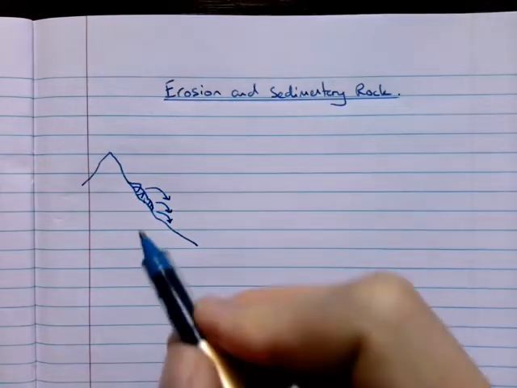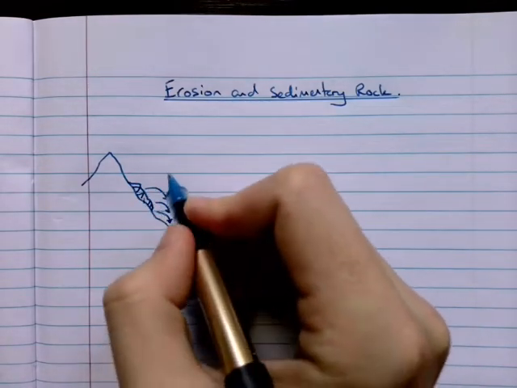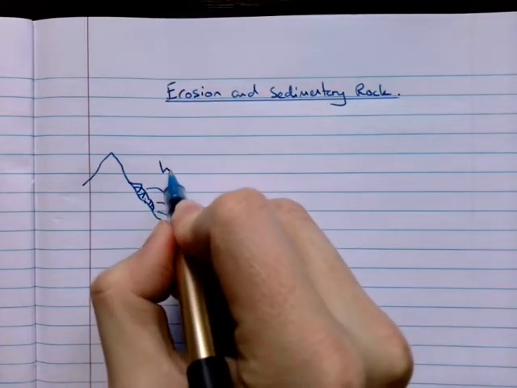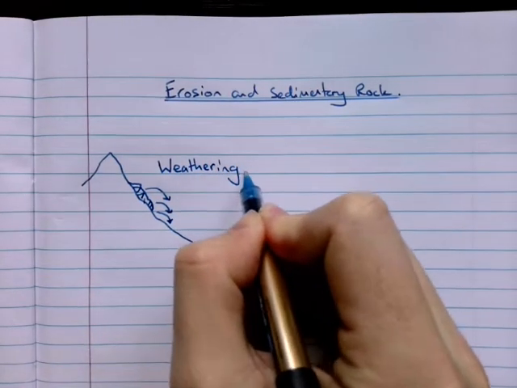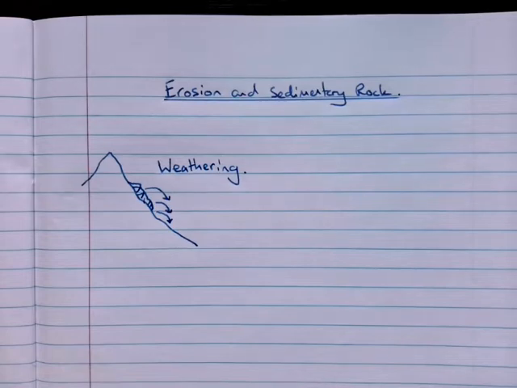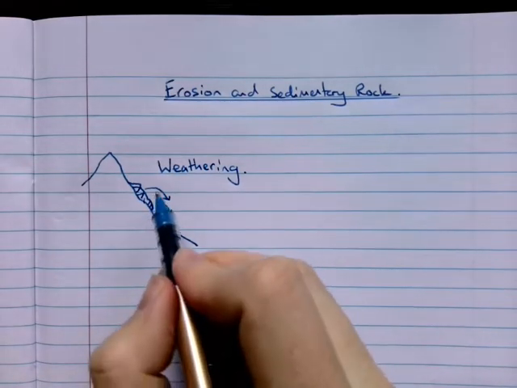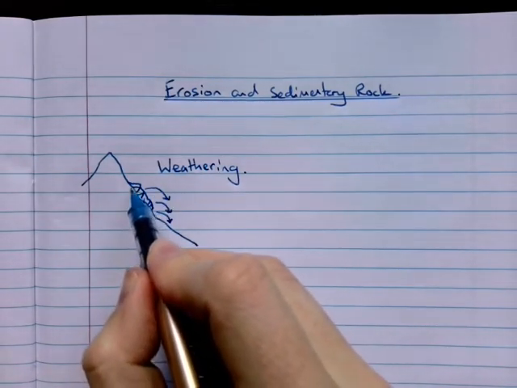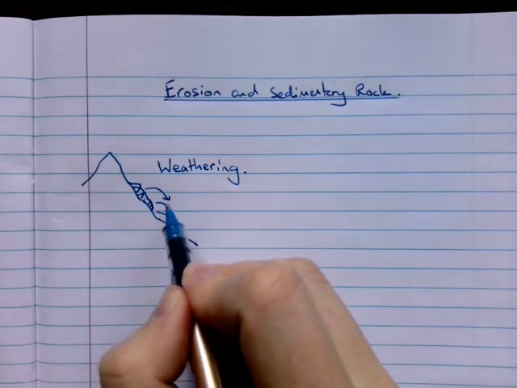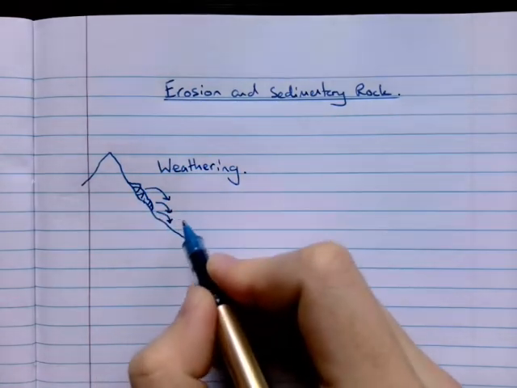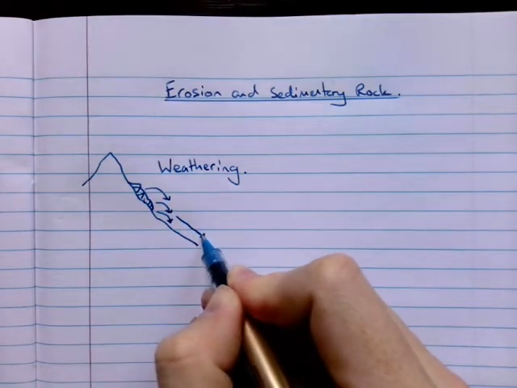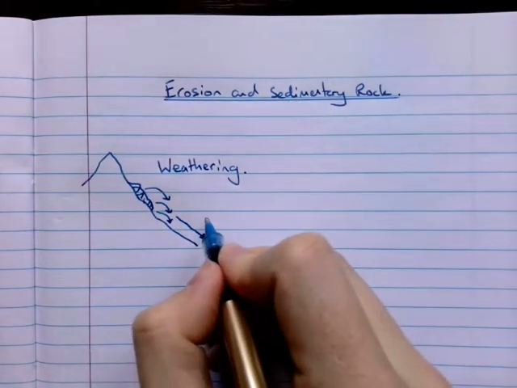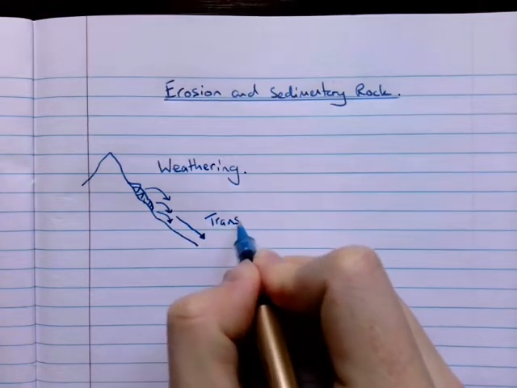Now, that happens through a process called weathering. We'll talk a bit about weathering later, but for now, you just need to understand that weathering is going to break this bit of rock off the side of the mountain. Now, that rock is then going to be transported. So now we're talking about transportation.